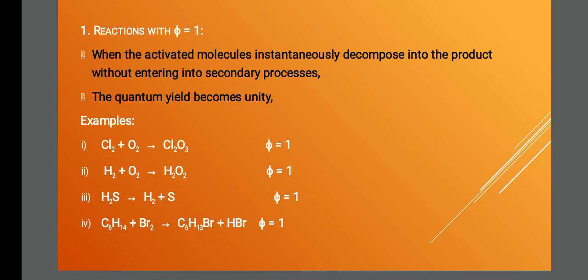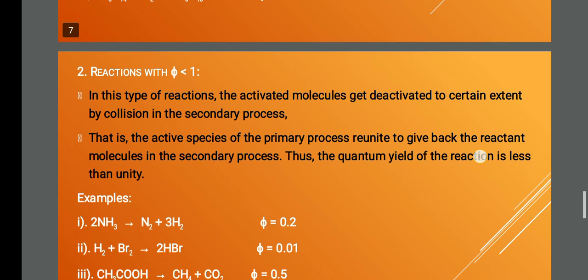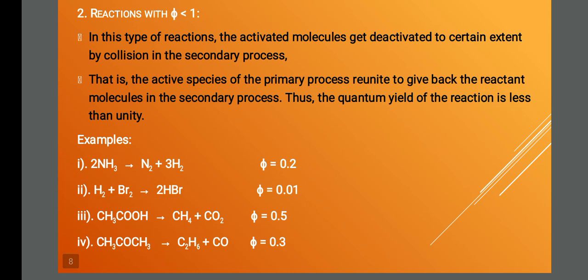Okay, so I'll go with the second case. What's the second case here? Phi is found to be less than 1. This happens because, in this type of reaction, the activated molecule gets deactivated to a certain extent by collision in the secondary process. So the active species of the primary process re-enter back into the reactant molecules in the secondary process, and the quantum yield of the reaction is less than 1.